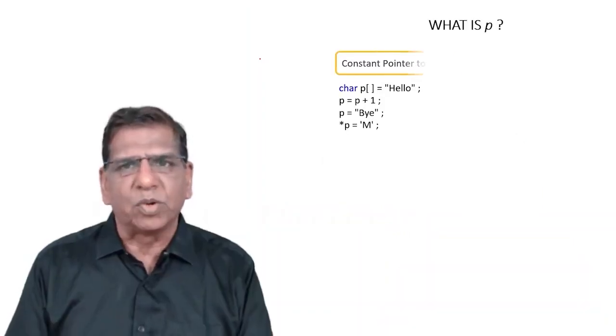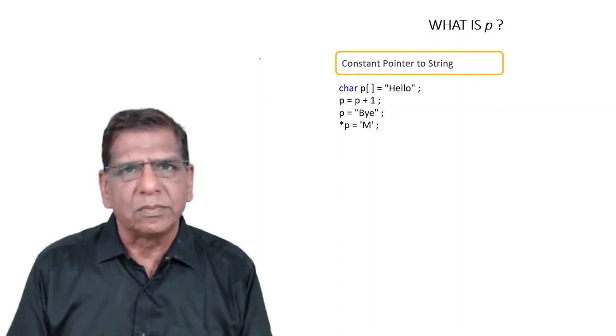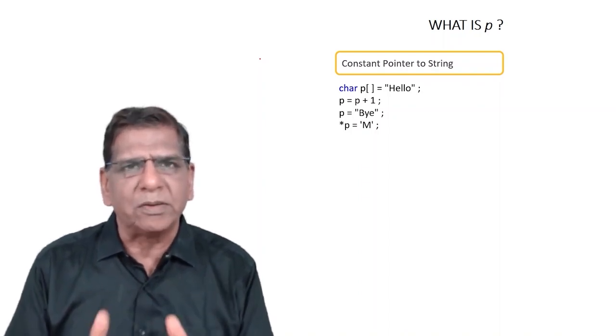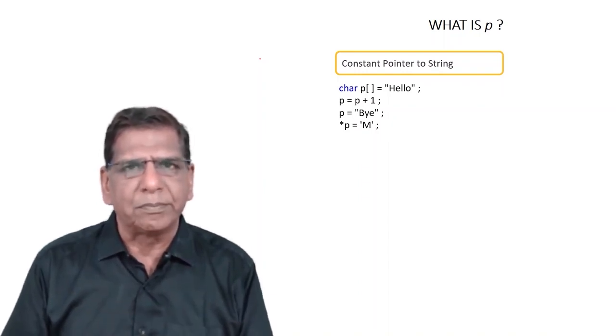Suppose I create a program wherein we say char p[] = "hello". And then we try 3 operations on p by saying p = p + 1, p = "bye", and *p = 'm'.